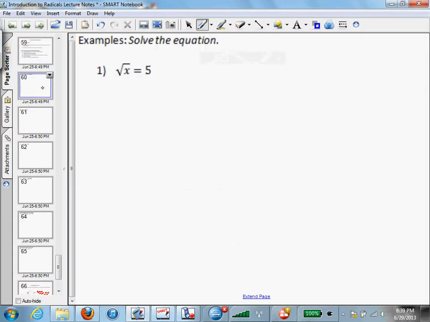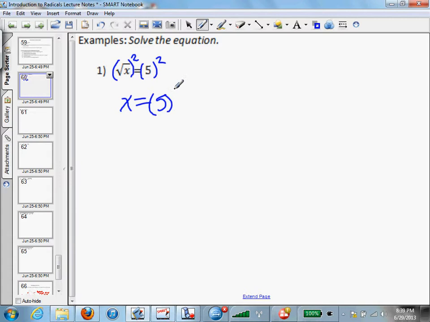To get started, let's look at example 1. Solve the equation. We have the square root of x equals 5. Our goal is going to be to get x by itself. So we have to remember how we get x by itself. We do the inverse operation. What's the inverse operation of the square root function? That's squaring. The square root times the square will just leave you with what's inside, the x.